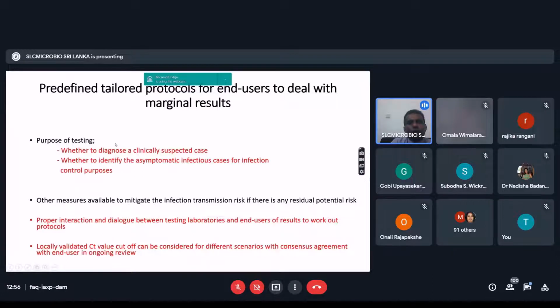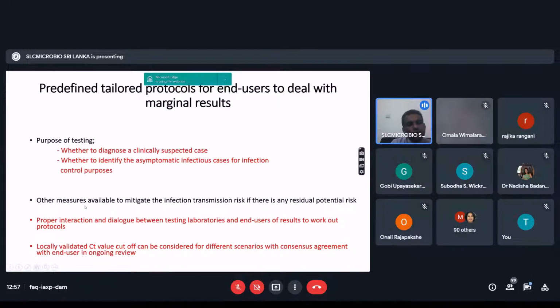So how can we work out predefined, tailored protocols for end users to deal with marginal results? One thing is the purpose of testing. Whether the purpose is to diagnose a clinical case, or whether it is not of clinical interest and is just for infection control measures. So we have to identify the purpose of testing.